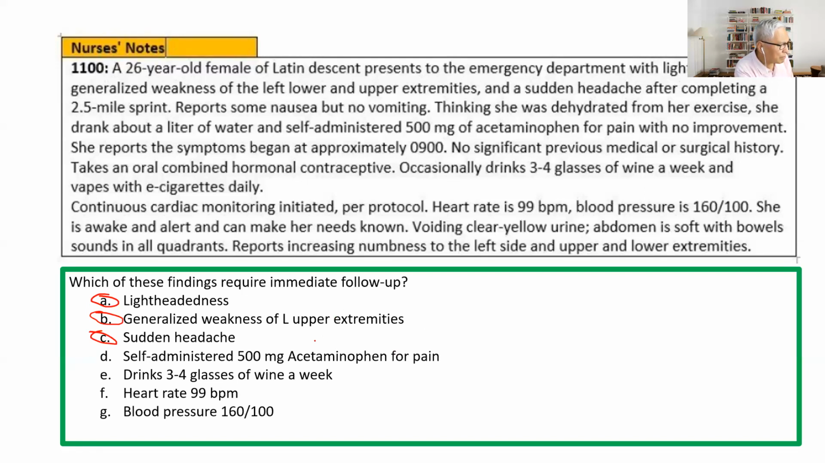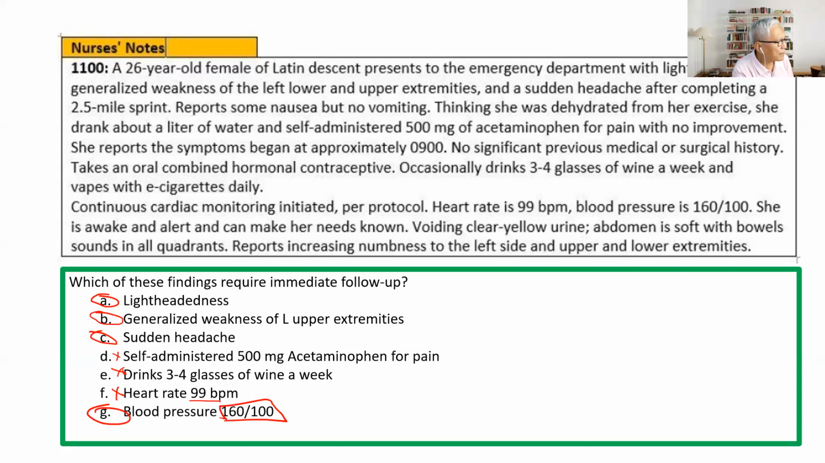Now, self-administered 500 milligrams of acetaminophen, that doesn't have any bearing, does it? And this one either, I mean, it will not cause a stroke. And this one either, it's 99 per minute. But this one probably would be significant. Do you all agree?